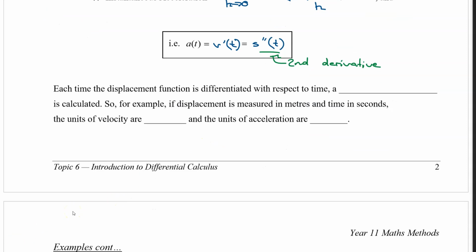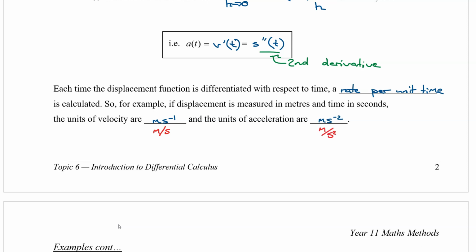Each time the displacement function is differentiated with respect to time, a rate per unit time is calculated. So for example, if displacement is measured in meters and time in seconds, the units of velocity are meters per second, and the units for acceleration are meters per second squared. So we'll leave it here for now, and then in the next video we'll do a few examples.